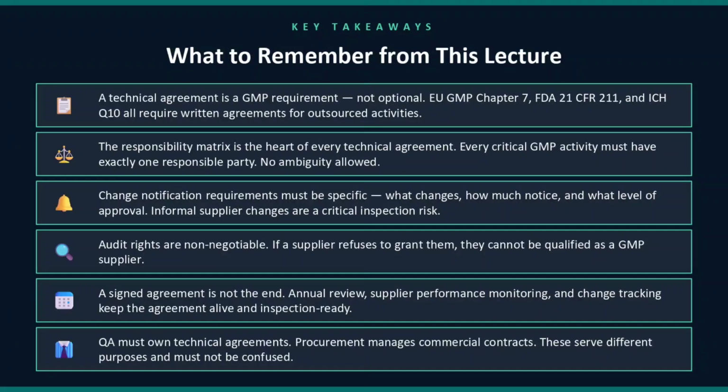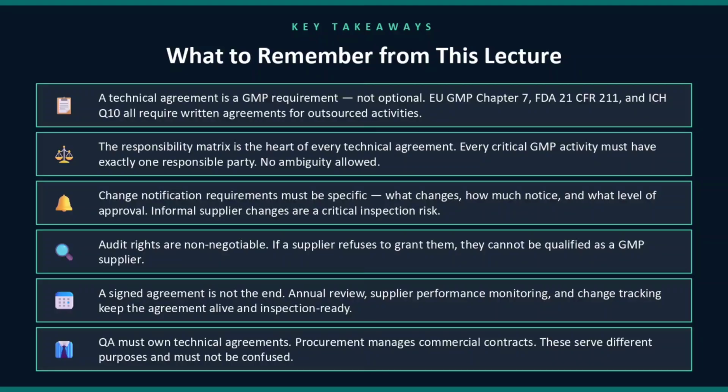Number 3. Change notification requirements must be specific. Define what changes require pre-approval, which require notification only, and which must be documented. Informal notification is not acceptable. Number 4. Audit rights are non-negotiable. If a supplier will not grant them, they cannot be qualified. Every agreement must include the right to audit and the minimum frequency.